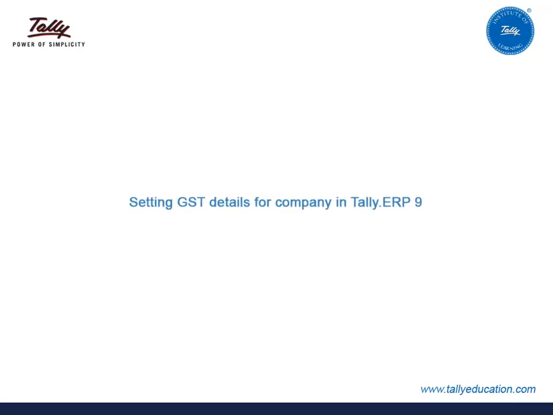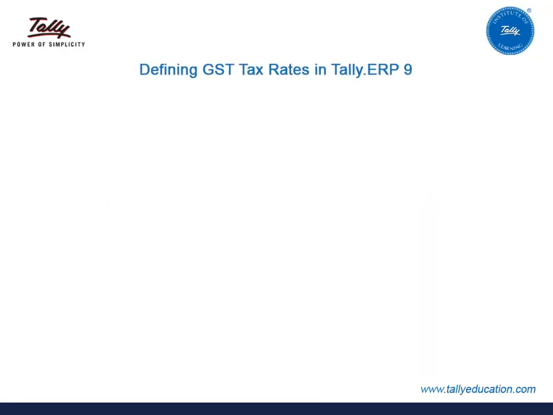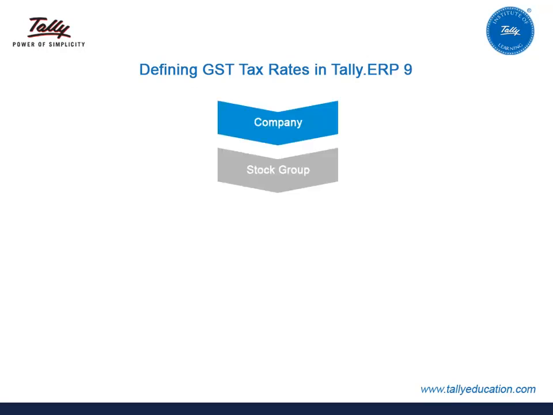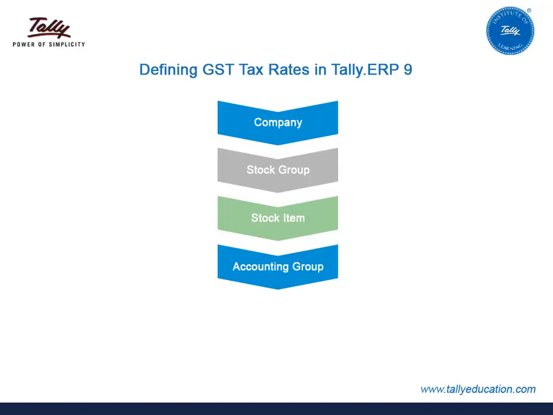Hi, this video will take you through setting GST details for company in Tally ERP9. In Tally, we can define GST tax rate in 6 levels such as company, stock group, stock item, accounting group, accounting ledger, and transaction level. We will now configure and calculate GST in each level.